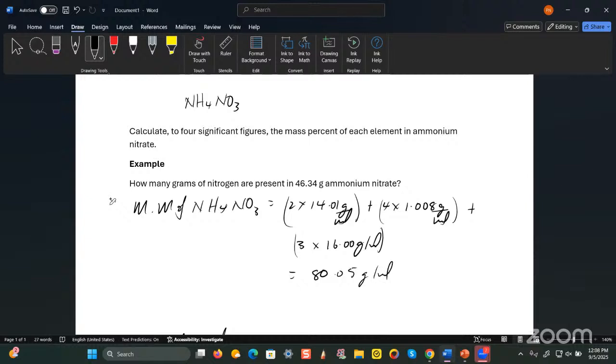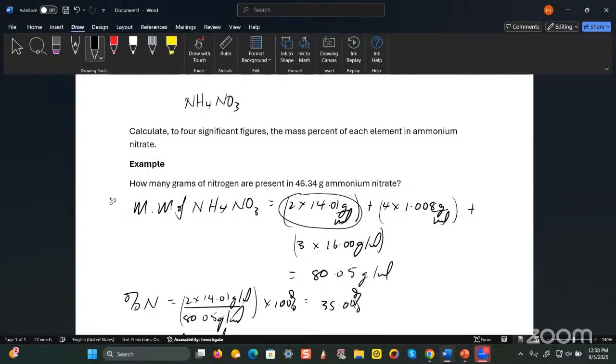Okay, so once we get that, now we can find the percentages. I'm going to start off with the nitrogen. So for the nitrogen, I'm going to take this part here, 2 times 14.01 grams per mole, and divide it by the total, which is 80.05 grams per mole, and multiply all of that by 100%. So let's see what that gives. 2 times 14.01 divided by 80.05 times 100. And according to my calculation, this works out to be 35.00%. All right? So that's for the nitrogen.